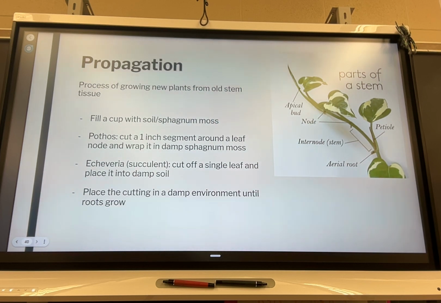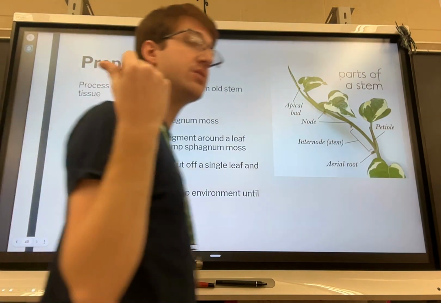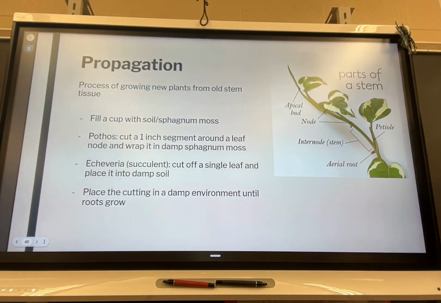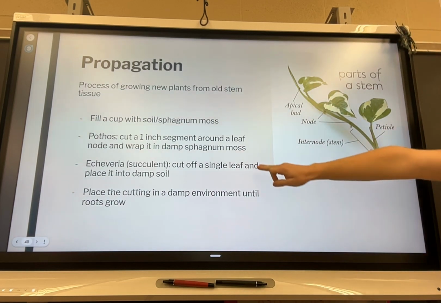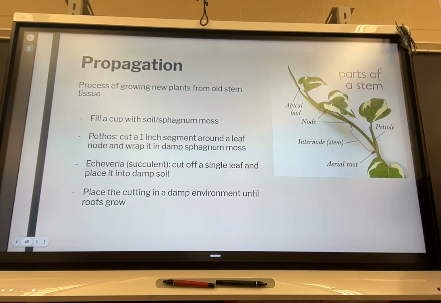If you get the pothos, you will cut a 1-inch segment around a leaf node. A leaf node is where the leaf is coming out of the stem. From there, you will stick it in a cup of damp soil, and then we'll put them in a tray and put them in a growing chamber so that they can successfully root. Echeveria, the hens and chicks, you'll cut off a single leaf. I don't have as many of those. But we'll pop off a single leaf, stick it in soil, and it will grow a new plant.